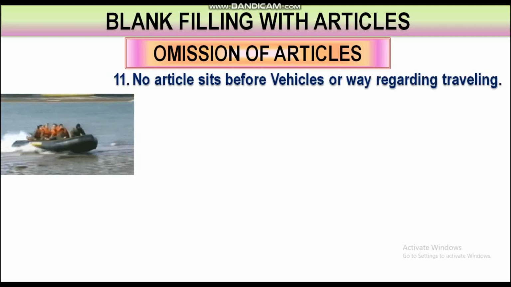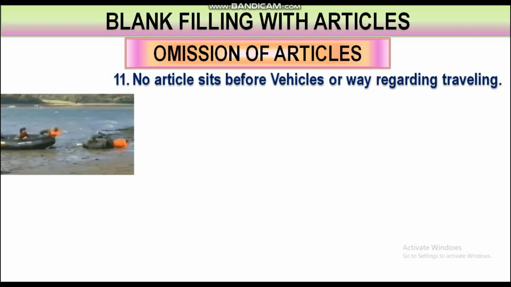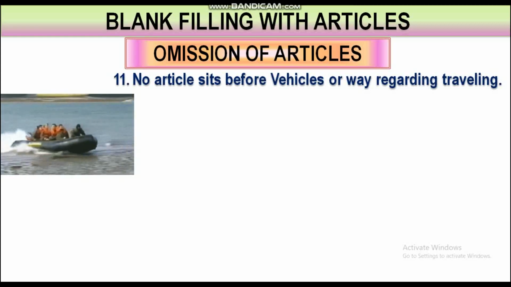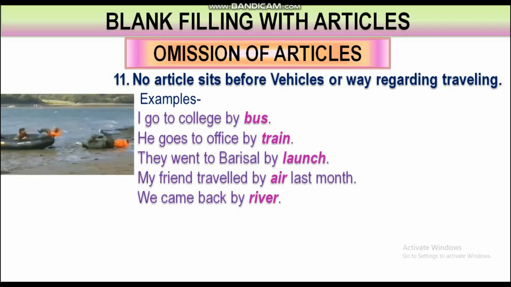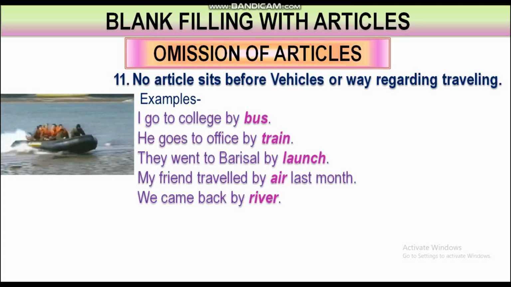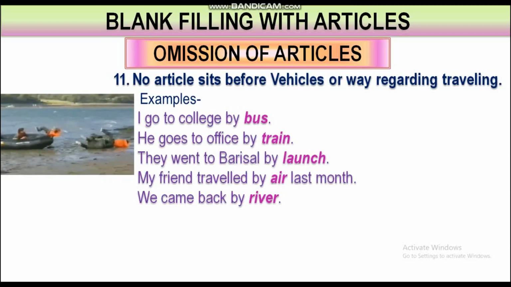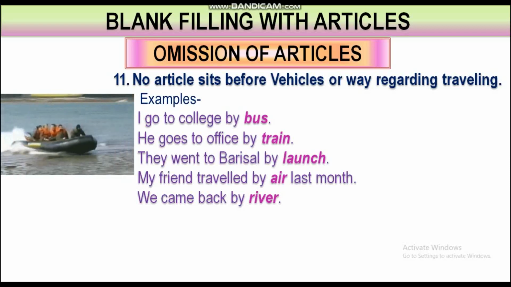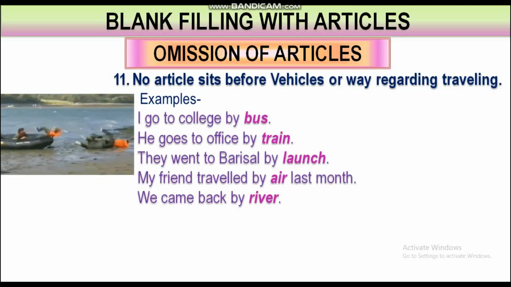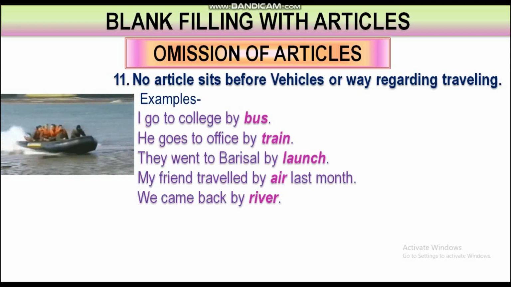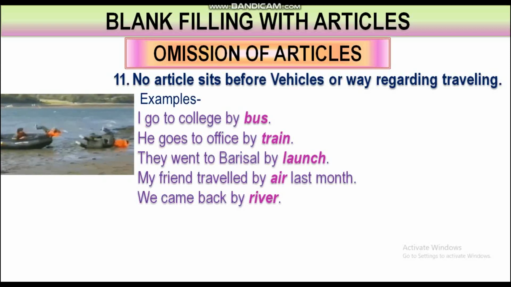Number 11. No article sits before vehicles or way regarding traveling. For example, I go to college by bus. He goes to office by train. They went to Borishal by launch. My friend travelled by air last month. We came back by river.